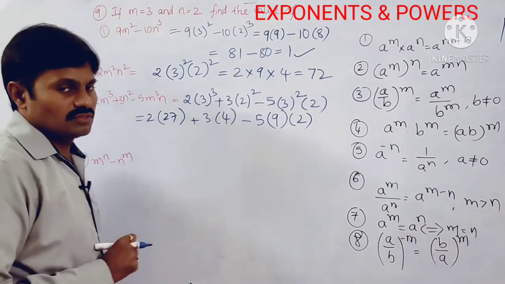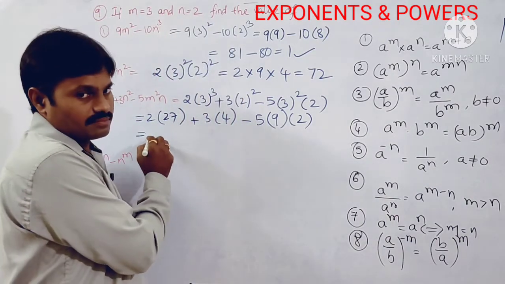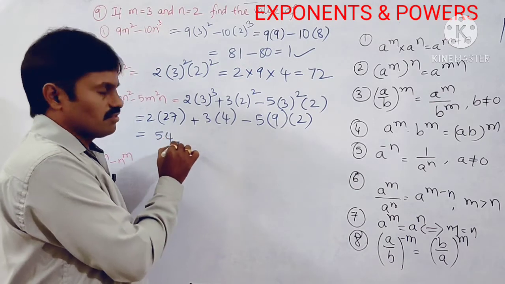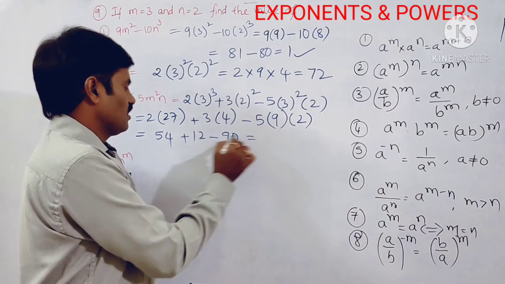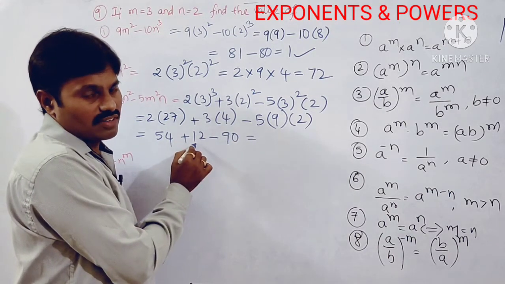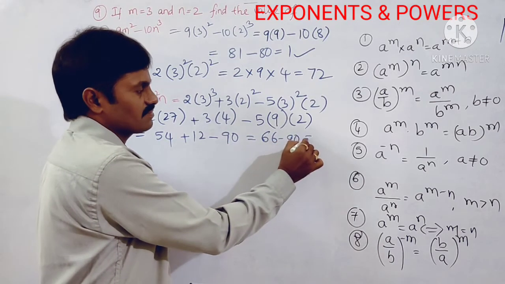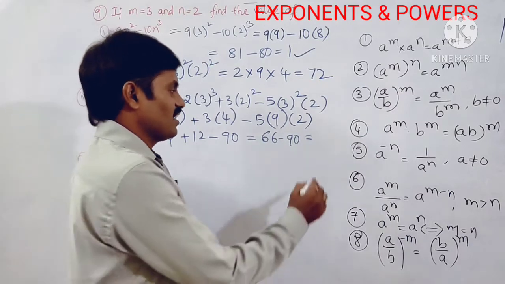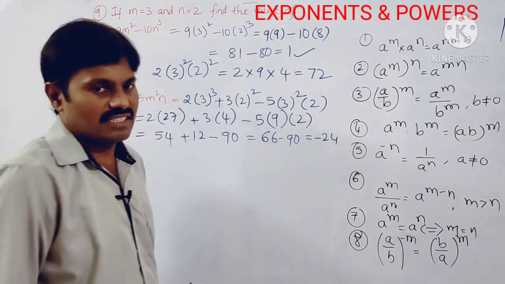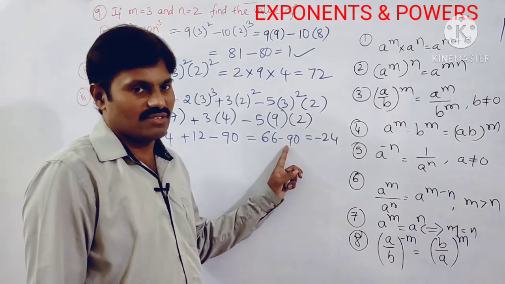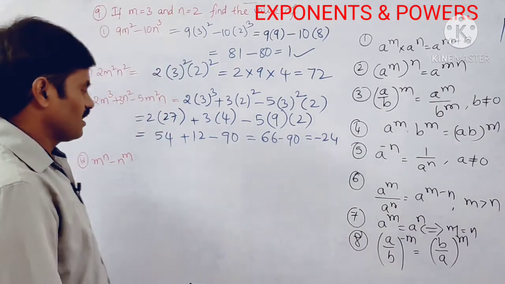Now we have to simplify it. See how to simplify. 2 into 27 is 54, plus 3 fours are 12, minus 5 nines are 45... 5 into 9, 90 if we follow the sheet. And if we simplify, we get 54 plus 12 gives us 66, minus 90. The final answer is, what is the 66 minus 90 value? 24. Yes, minus 24. Because the bigger number has the negative sign, plus 66 minus 90 is equal to minus 24. Clear, beta?